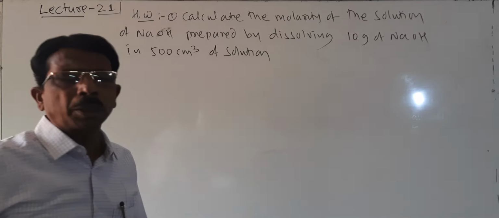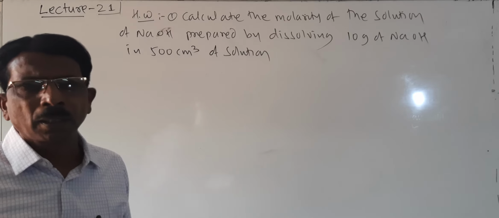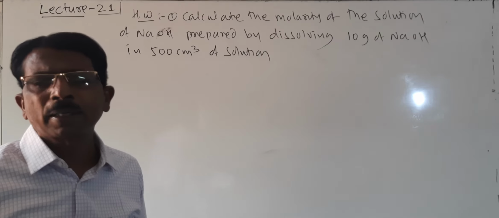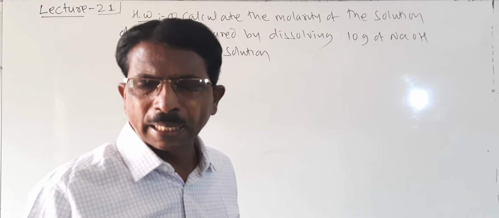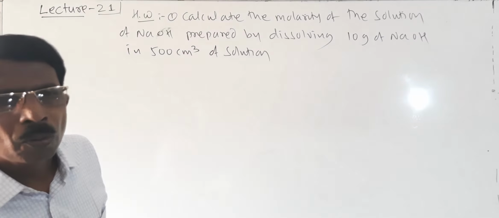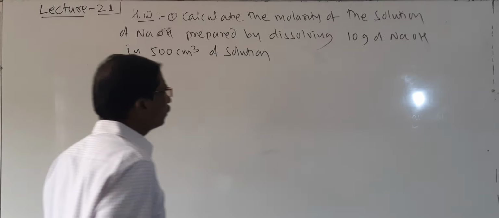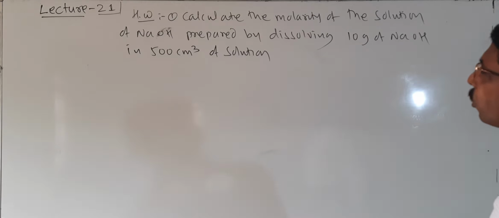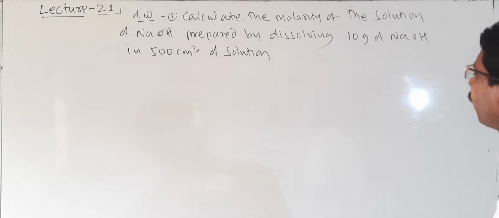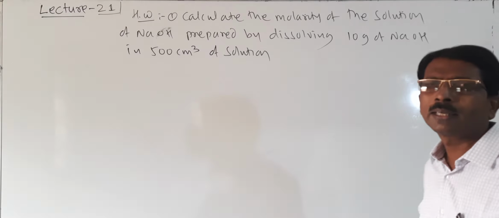500 cm cube of solution means it is dissolved in water and then it is made up to 500 cm cube. It is homogeneous. So students, here another term comes now, that is homogeneous. Calculate the molarity of solution of NaOH prepared by dissolving 10 gram of NaOH in 500 cm cube of solution.